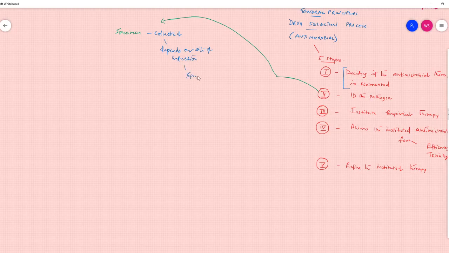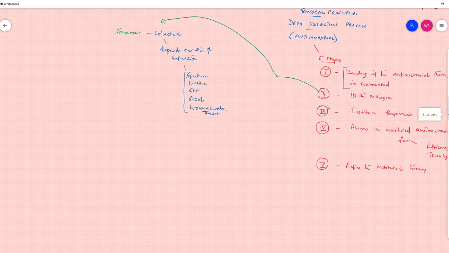It can be sputum. Okay, what else can it be? It can be urine. It can be CSF, cerebrospinal fluid, or it can be stool, or it can be wound swabs, throat swabs. Okay, so these are the specimens that can be collected.